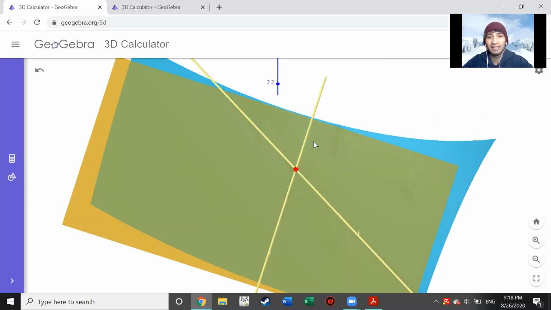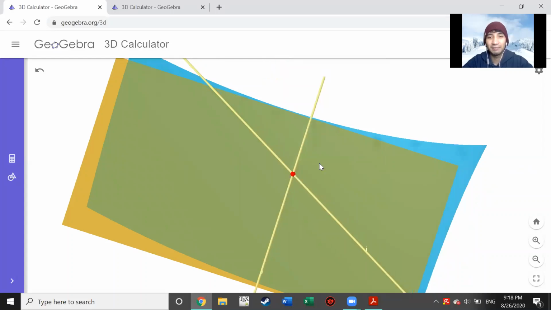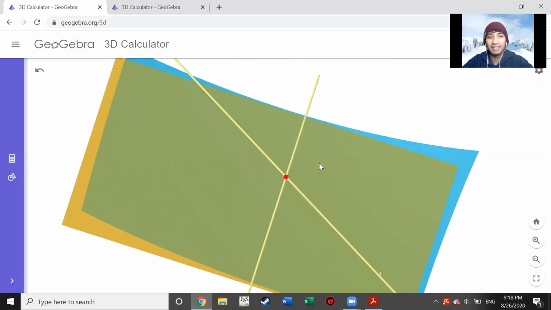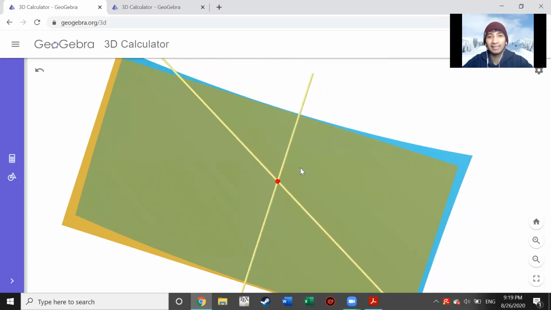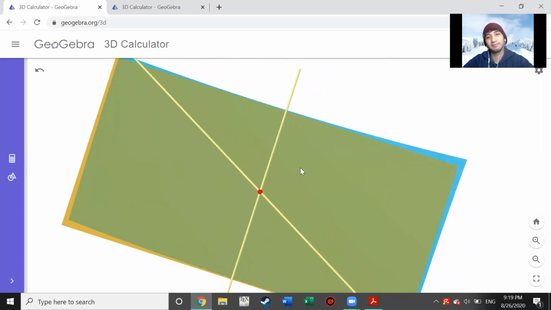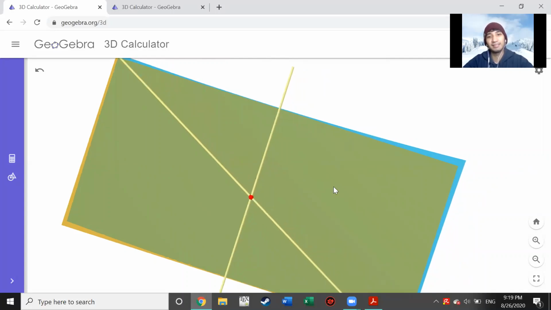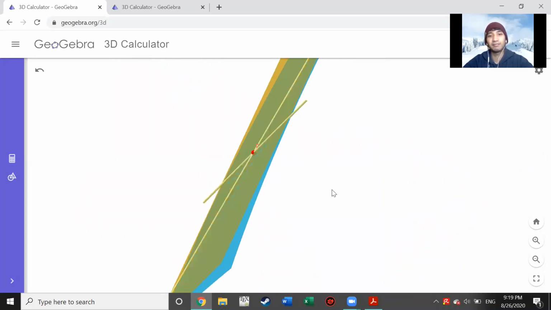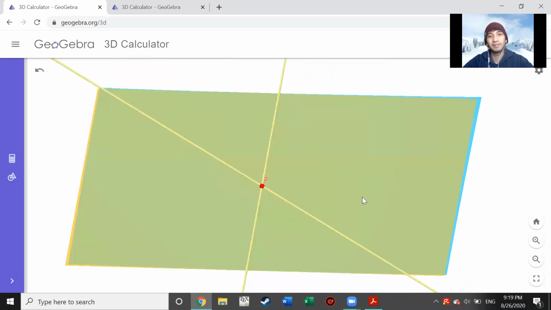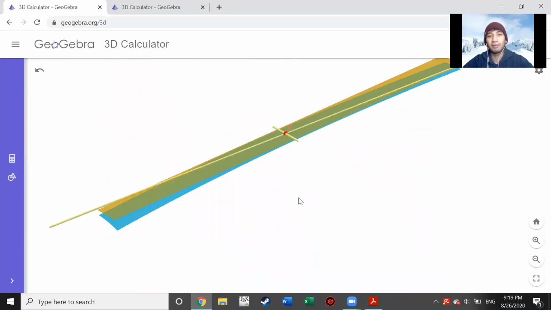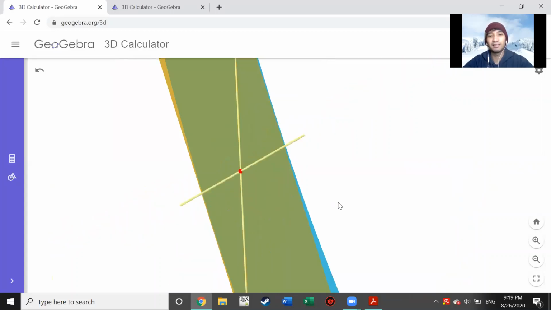Yung yellow plane, nagiging kamukha na niya yung ating surface, the blue surface. Ayan, so halos magkamukha na sila. Okay? If you zoom far enough. Okay? They're never equal, no? Pero halos magkamukha na.